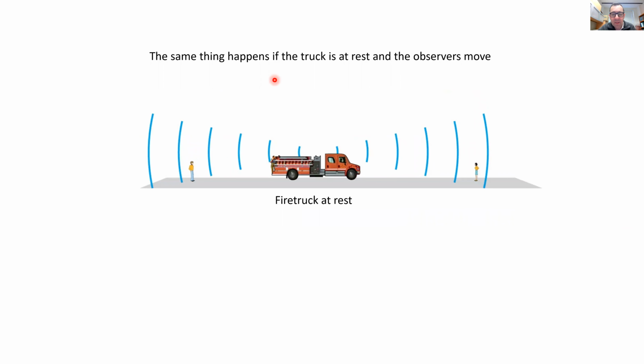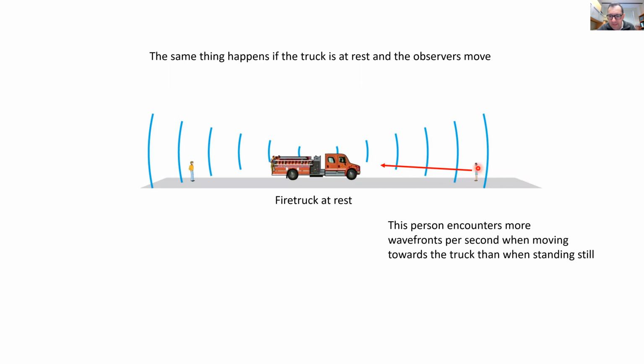By the way, the same thing happens if the truck is at rest and the observers move. So let's assume that this observer moves this way. It could be that she's running, but more likely she's in a car driving towards the fire truck. And let's say the fire truck is at rest. Well, since she's moving, she will encounter more wave fronts per second than she did when she wasn't moving. A person encounters more wave fronts per second when moving towards the truck than when standing still. So therefore, she would measure a higher frequency.